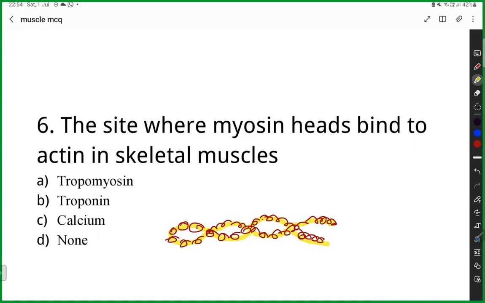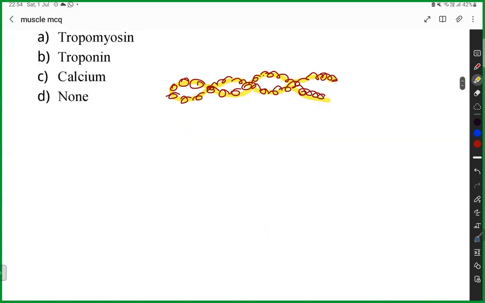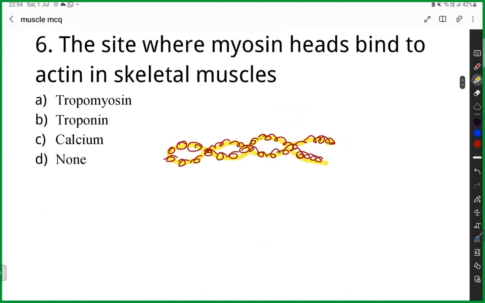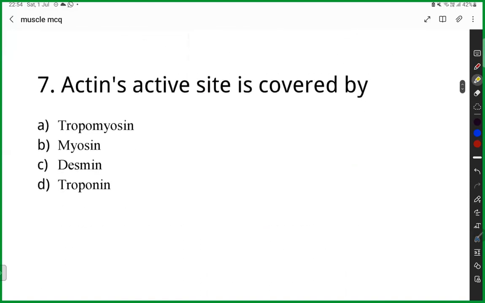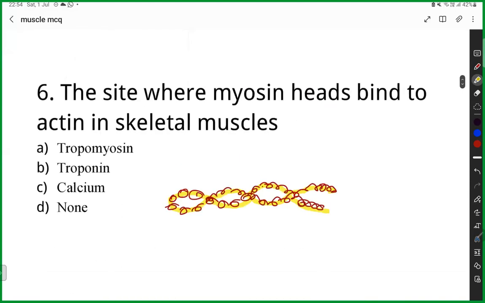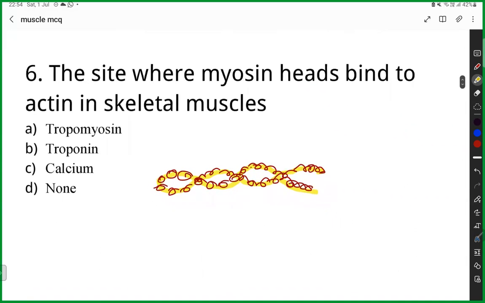The site where the myosin head binds to the actin. At which site are they going to bind to the actin? Can someone tell me? Can you try in the chat box? Troponin. Does troponin have any role in the actin? Yes, it is there.